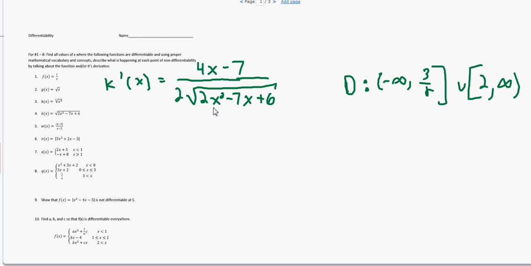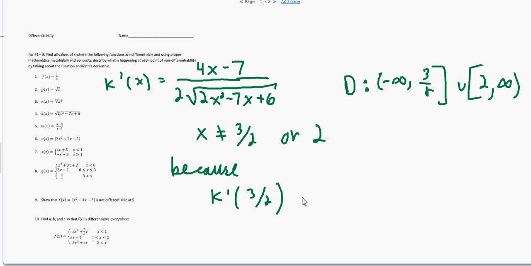So, we've already taken out all the points between, we know where this thing's negative. We already took those points out. But we know this thing's 0 with 3 halves and 2. So we know that x cannot equal 3 halves or 2 because, and we're still going to write this out, but this is just me reasoning with you, k prime of 3 halves and k prime of 2 are undefined. Okay? Because you plug it in, you get something over 0, which is undefined.